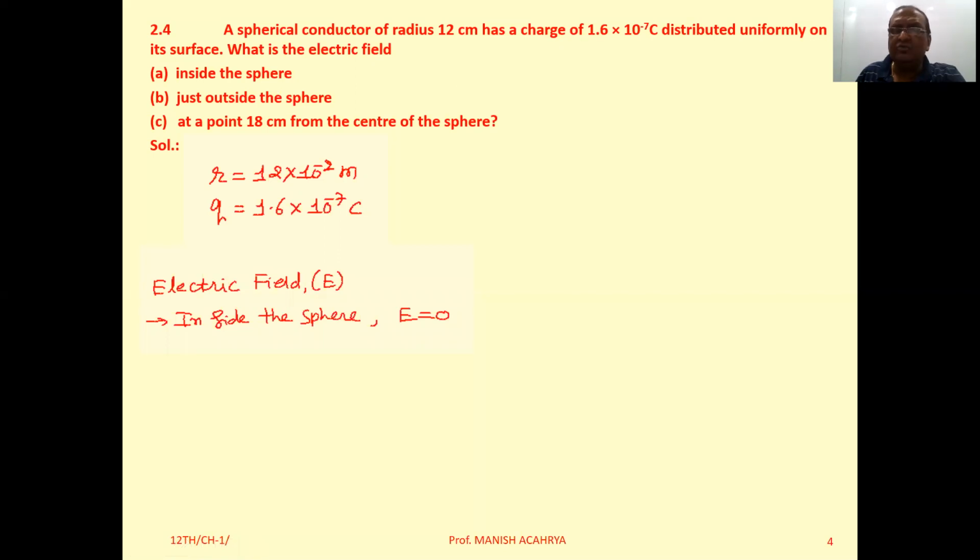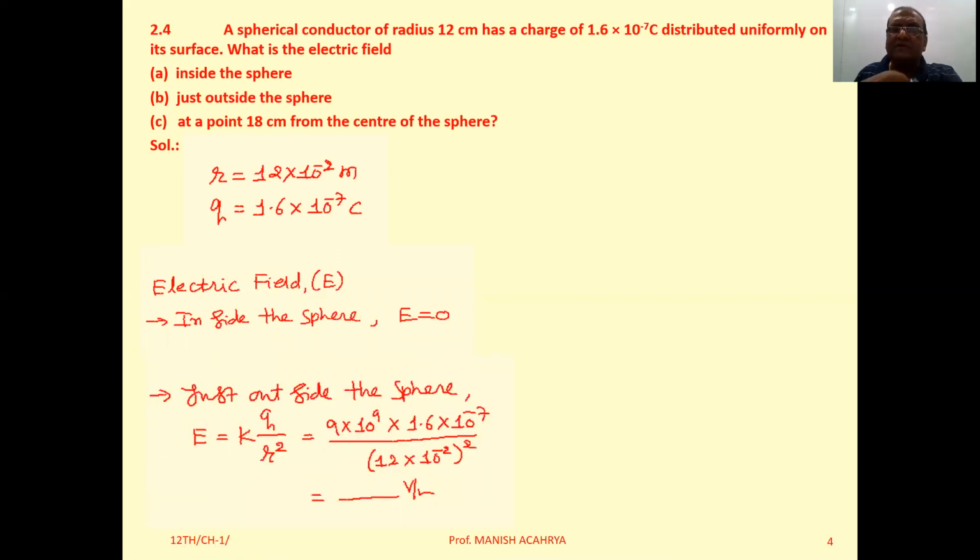Then just outside the sphere. Just outside the sphere means we can take the distance from the center as R. So electric field E is KQ upon R square. K is 9 into 10 raised to 9, Q is 1.6 into 10 raised to minus 7, R is 12 into 10 raised to minus 2, square of it. Solve this one, you will get the answer.